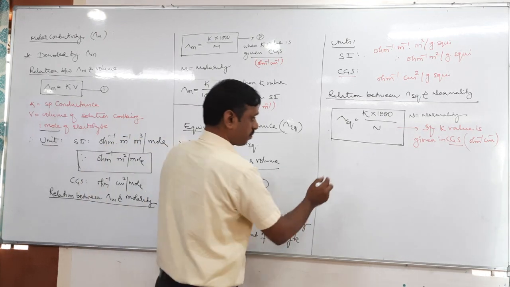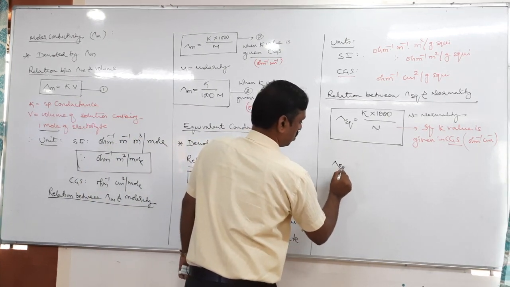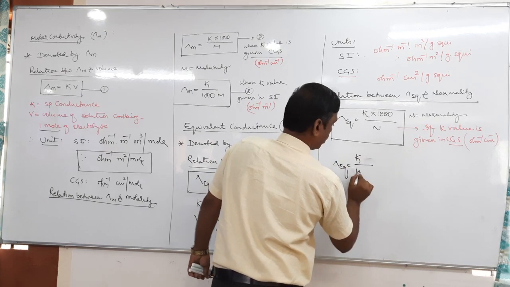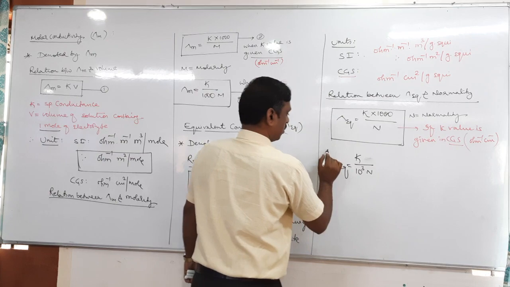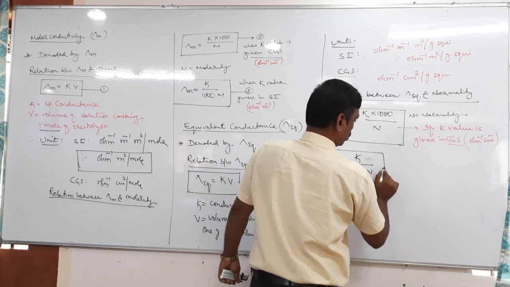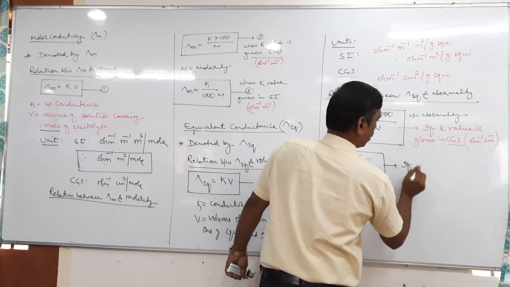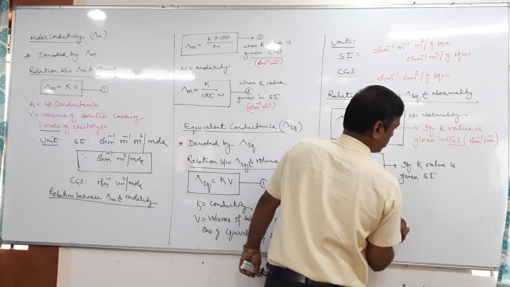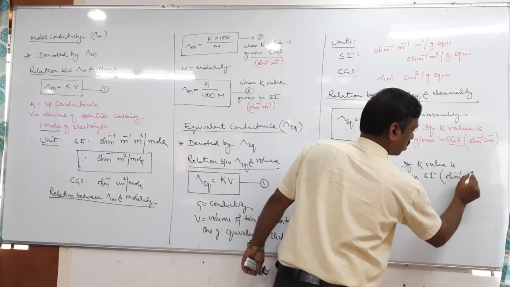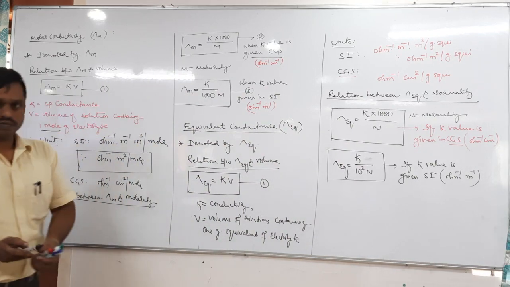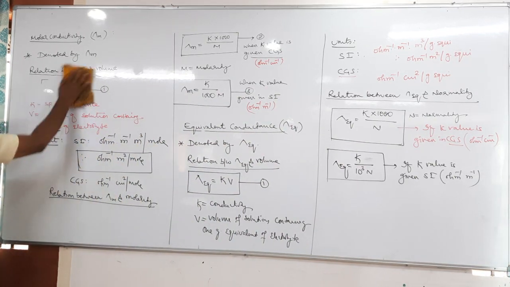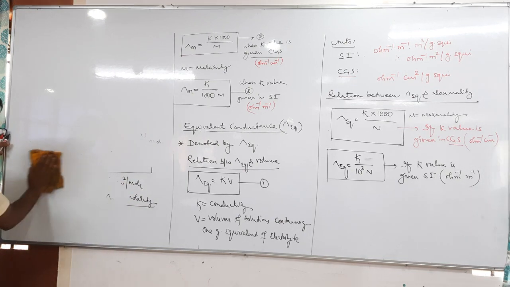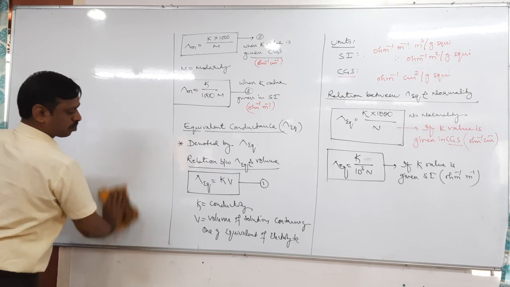Okay. Next, lambda EQ is also equal to K divided by 1000 into N. So this formula can be used if the K value is given in SI unit, that is, it should be ohm inverse, meter inverse.